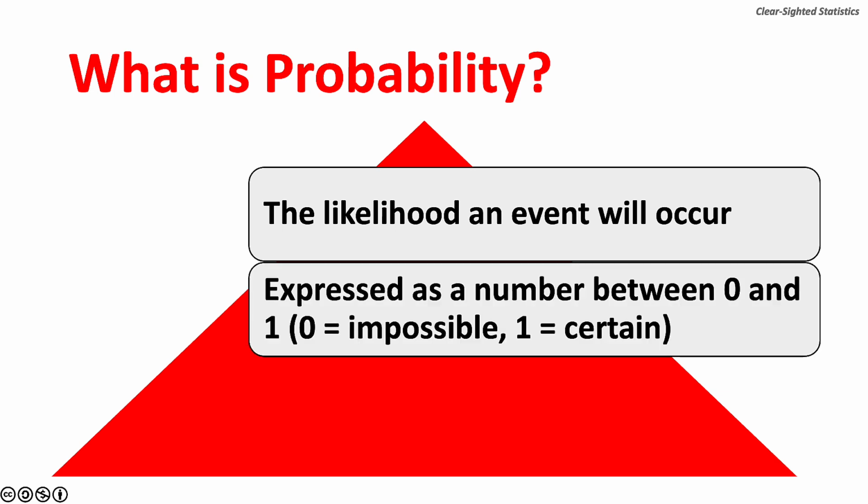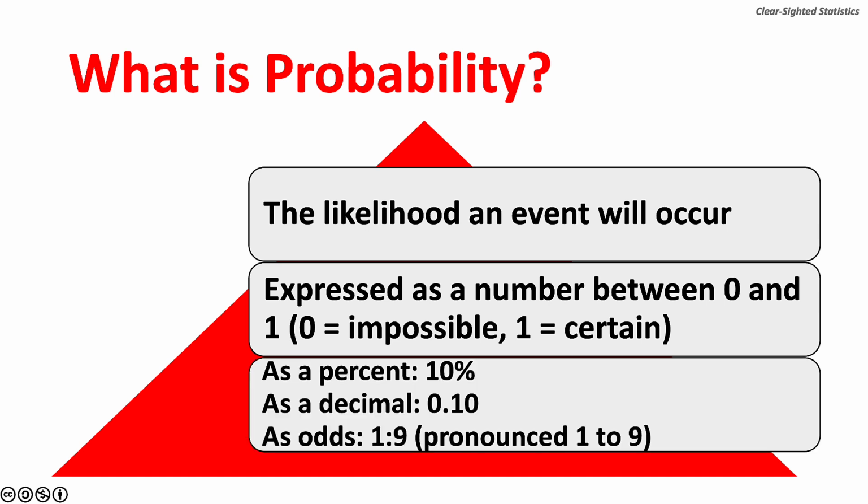Probabilities are expressed as a number between 0 and 1. 0 means an event is impossible. 1 means that it is certain. The probability that a man in his 70s will become a mother this year is 0, and the probability that he will die before his 150th birthday is 100%. Probabilities can be expressed as a percent, 10%, as a decimal, 0.1, or as odds, 1 to 9.